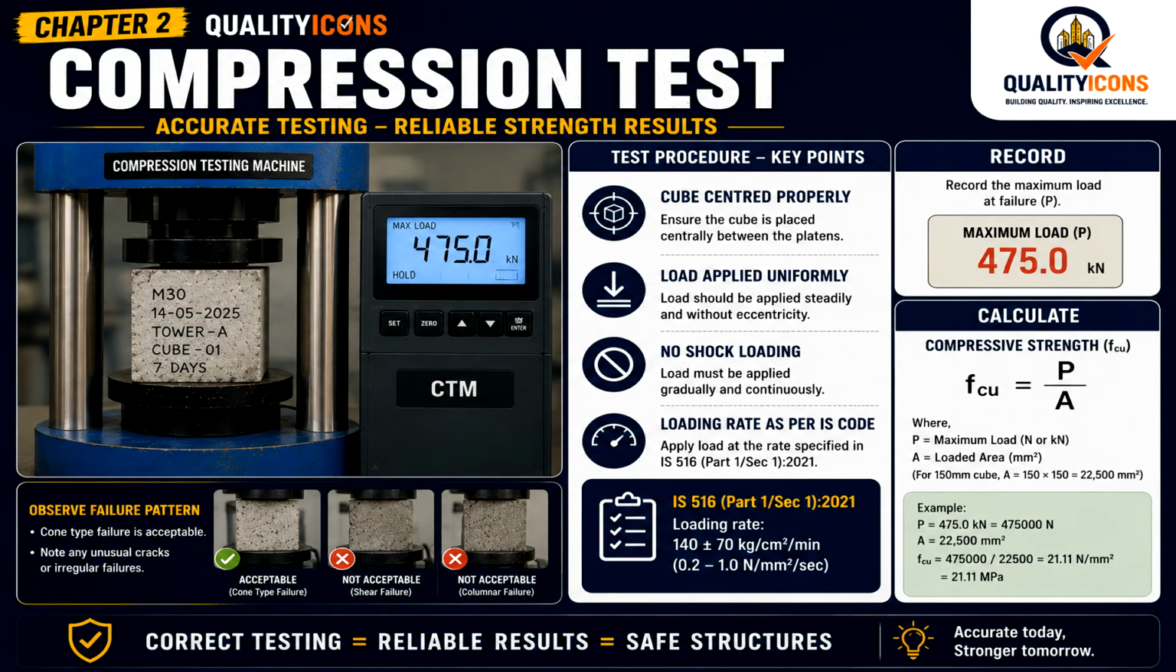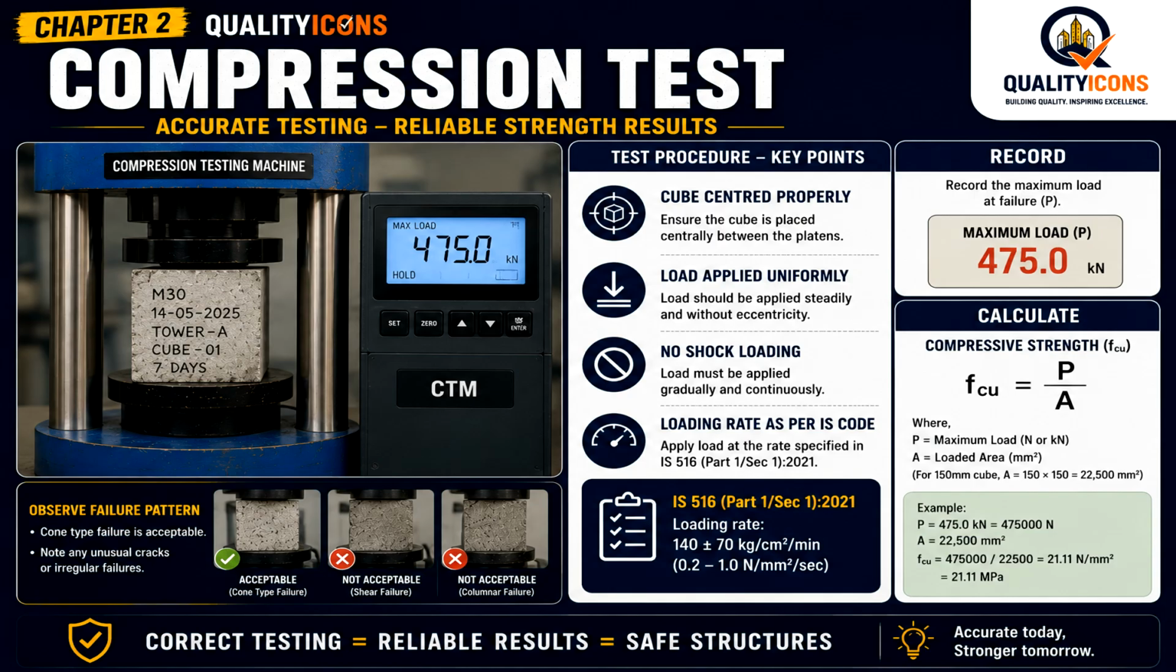See the example. P is equal to, for example, 475 kilonewtons. That is equal to 4,75,000 newtons. The cube area is equal to 22,500 square mm. fck is equal to 4,75,000 by 22,500, which is equal to 21.11 newton per square mm. That is equal to 21.11 MPa, megapascals.